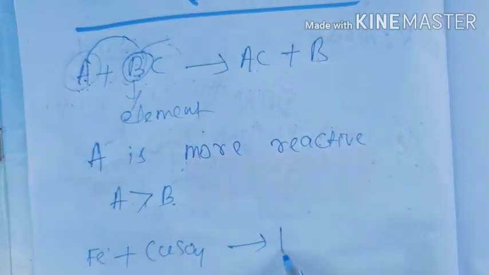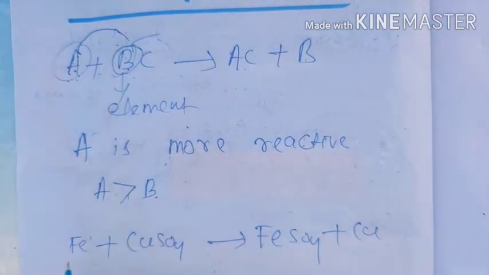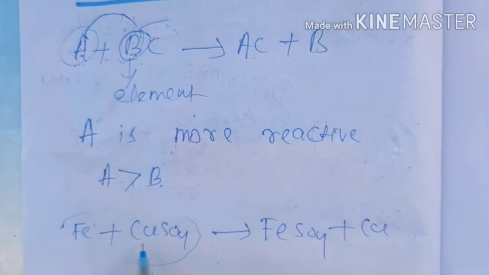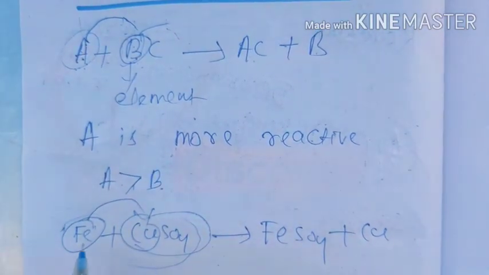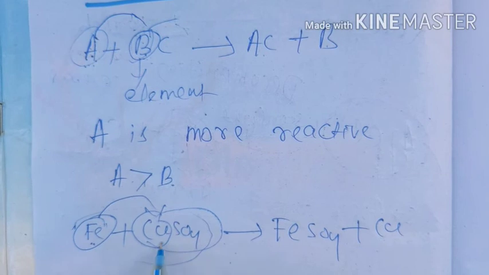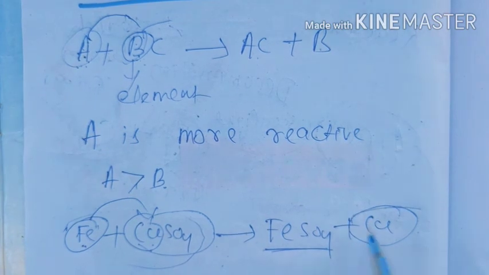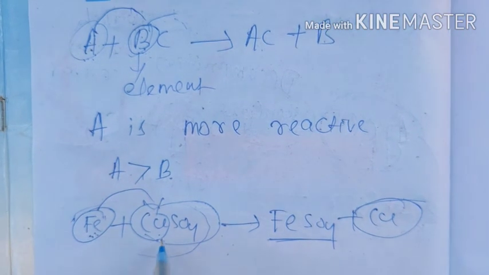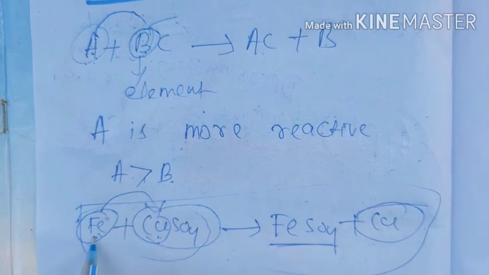It is converted into ferrum sulfate plus copper. Here two reactants are involved and they are converted into two products, ferrum and copper sulfate. Here ferrum displaces copper because ferrum or iron is more reactive than copper, so it takes the place of copper and is converted into ferrum sulfate, and copper is displaced by ferrum. So it is called a displacement reaction because ferrum is more reactive than copper.